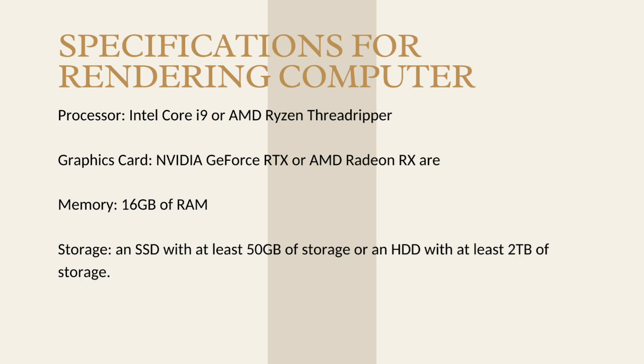CPU. A rendering computer should have a high-end CPU with multiple cores and threads. The more cores and threads a CPU has, the faster it can render complex scenes. Intel Core i9 or AMD Ryzen Threadripper are good options.